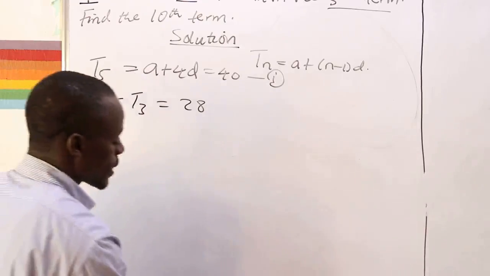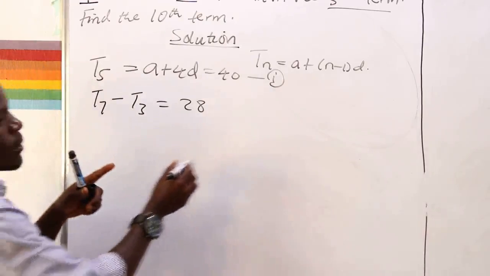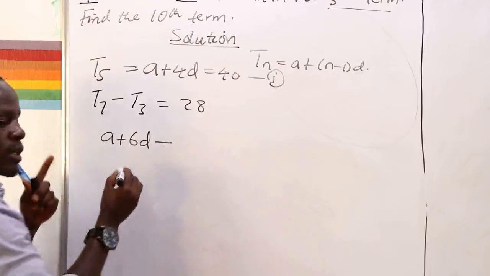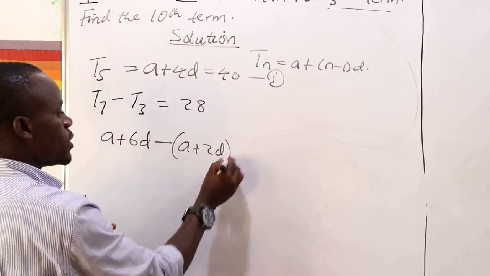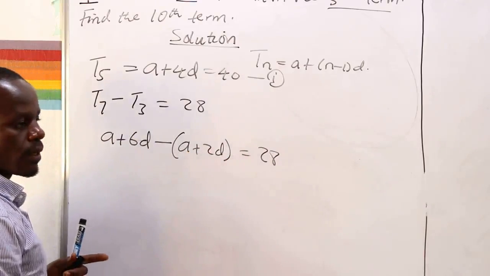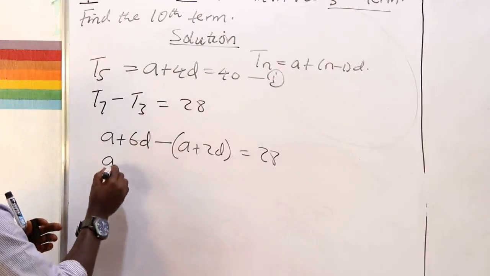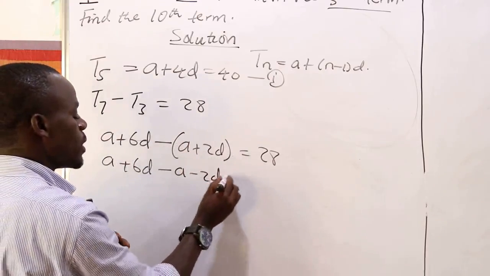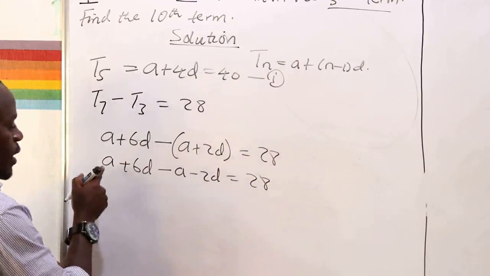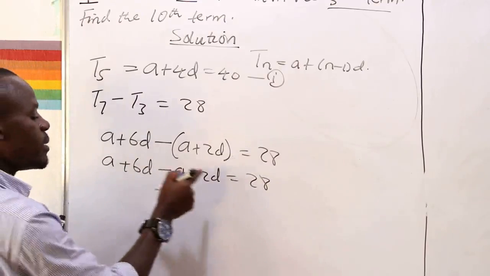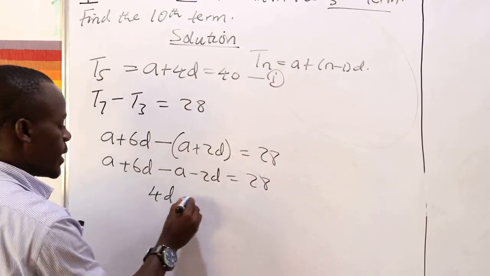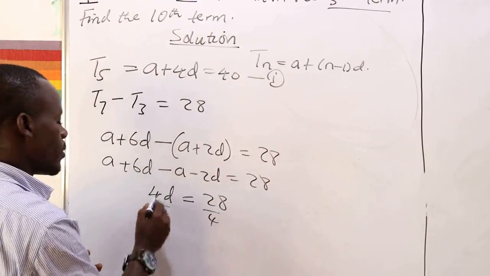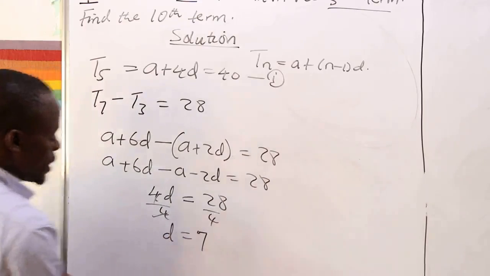So let's go back to what we have. What is our 7th term? Remember, using this very formula, the 7th term is going to be A plus 6D, minus the 3rd term, A plus 2D, equals 28. Then let's open this bracket and see what we have. So we have A plus 6D minus A, minus times plus is minus 2D, equals 28. So collect like terms. A minus A is 0. 6D minus 2D will give us 4D. And then we have 4D equals 28. So we divide both sides by 4. Our D will be 7.